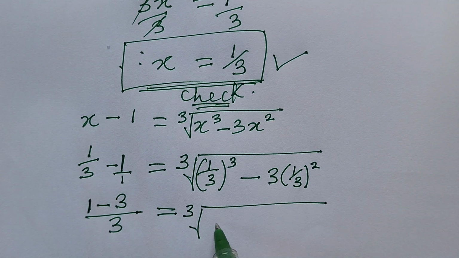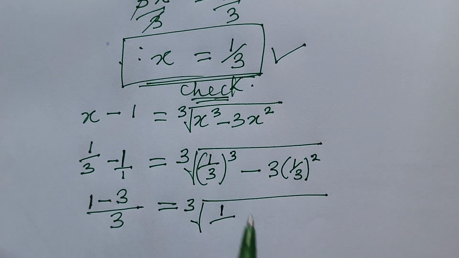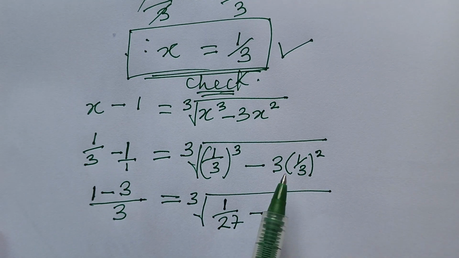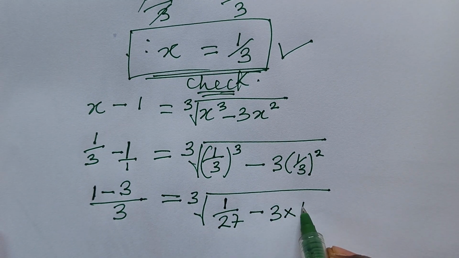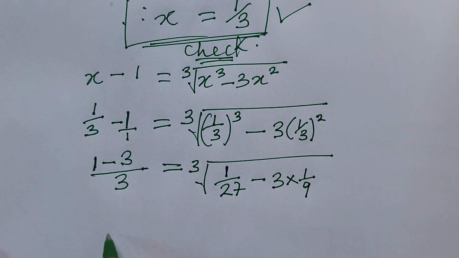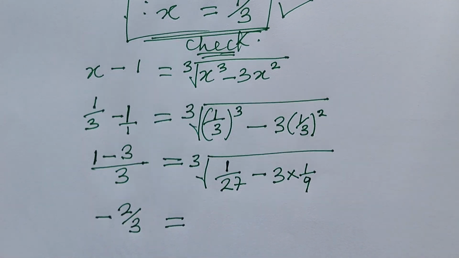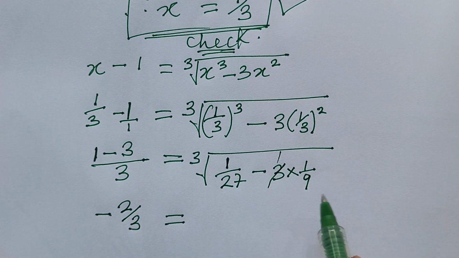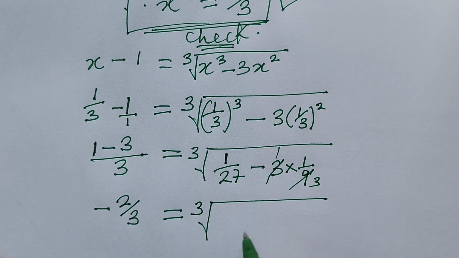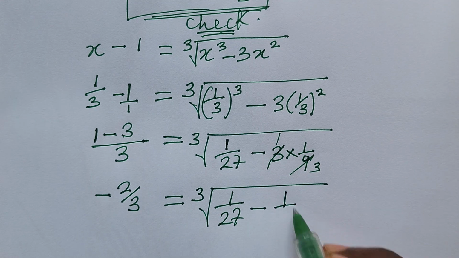So this will now give us 1 to the power of 3 will give us 1 over 3 to the power of 3 will give us 27. Then minus, here we're going to have 3 times 1 over 9. Okay, so if we carry out the subtraction here, we're going to have minus 2 over 3. This is equal to the cube root of 1 over 27, then minus 1 over 3.